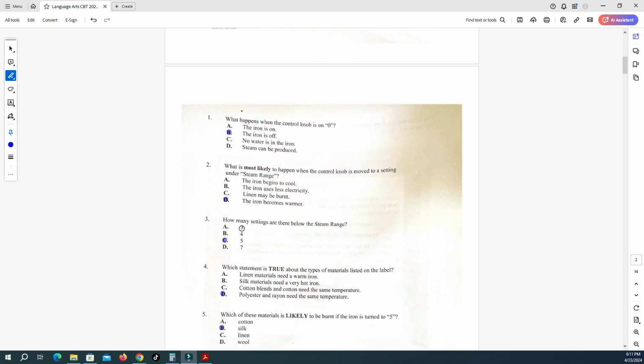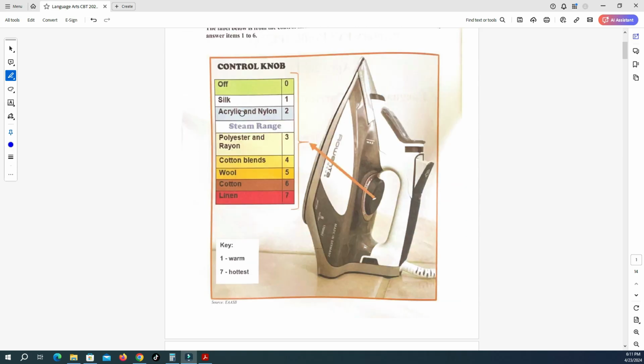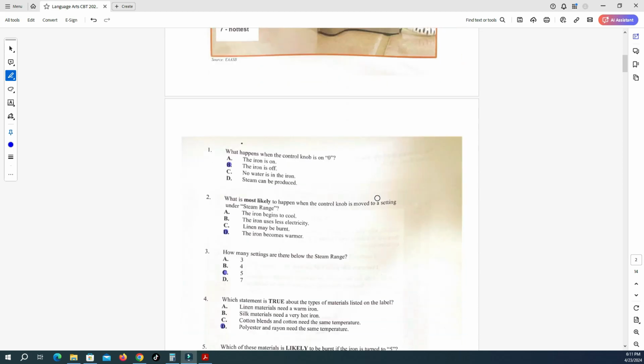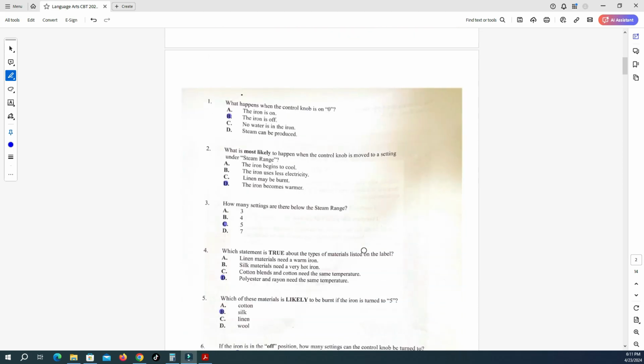How many settings are there below the steam range? This is a steam range right here, 1, 2, 3, 4, 5. So I think I chose 5, correct.